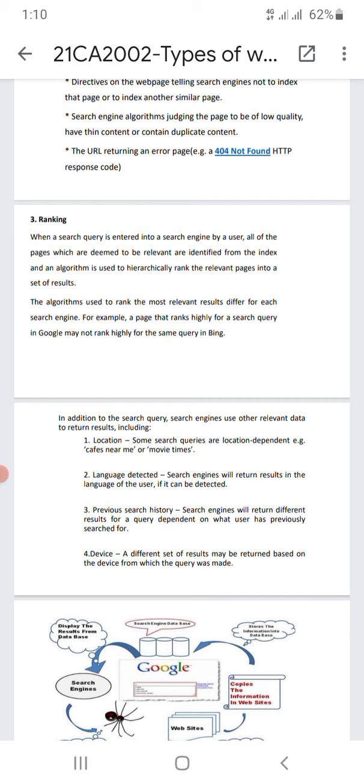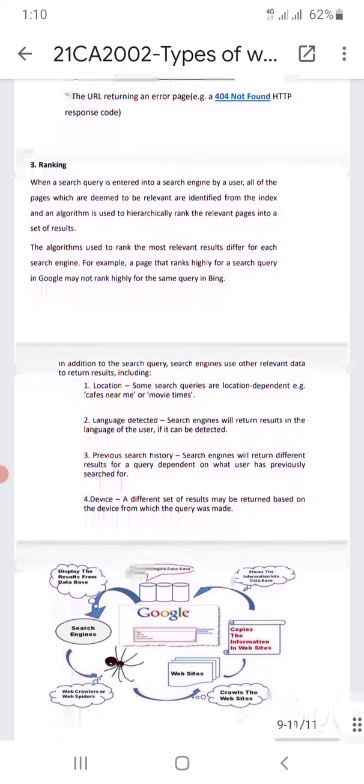Some search queries are location dependent, like a campus name near me or movie show timings. Next is language detected. The search engine will return the result in the language of the user if it can be detected. With previous search history, the search engine will return a different result for a query depending on what the user has previously searched for. Next is the device. A different set of results may be returned based on the device from which the query was made.